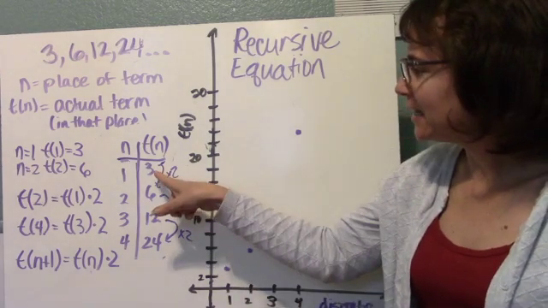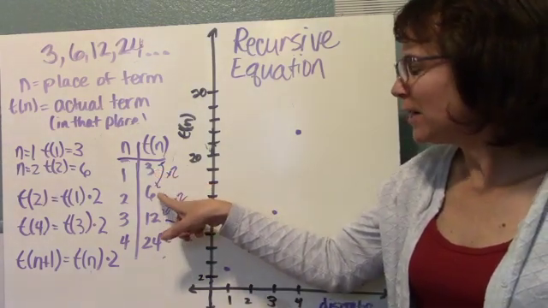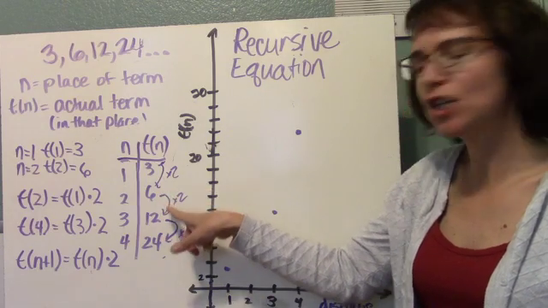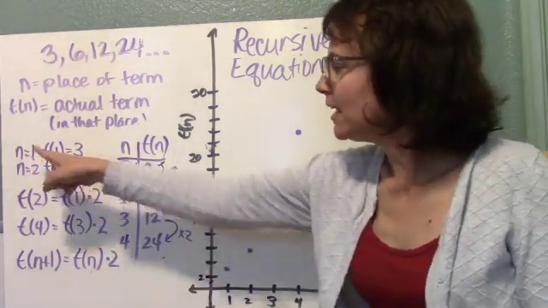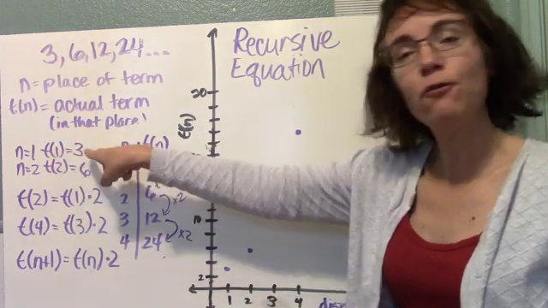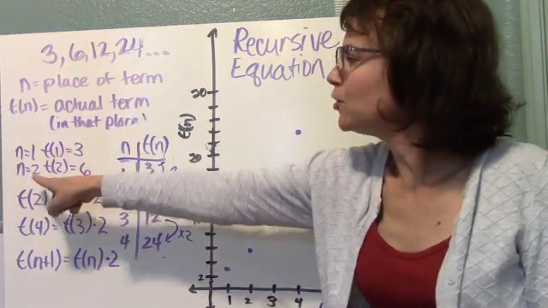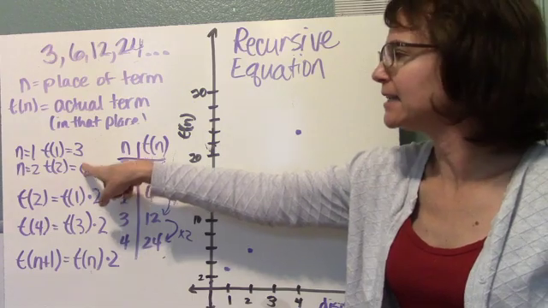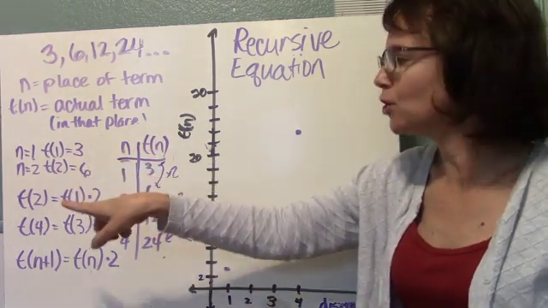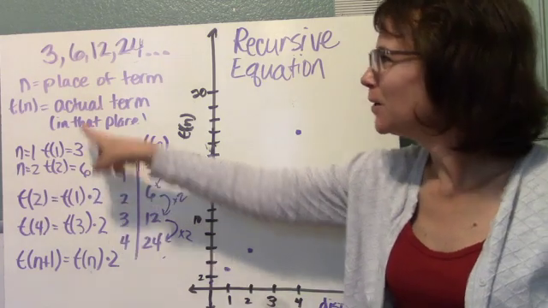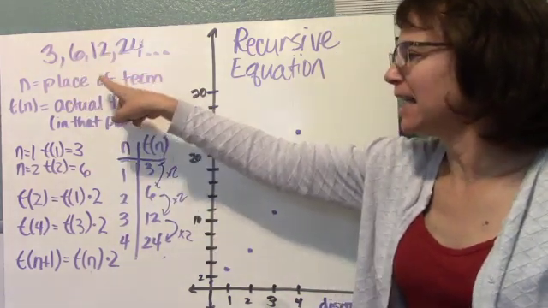Now if we take a look at this, if we know the term is 3, we know how to get to the next term because we just multiply by 2. So for example, if n equals 1 right here, I know t of 1 is 3, and if n equals 2, I know t of 2 is 6. If I know t of 1, all I have to do is multiply by 2 to get to t of 2. So just multiplying to get to the next one.